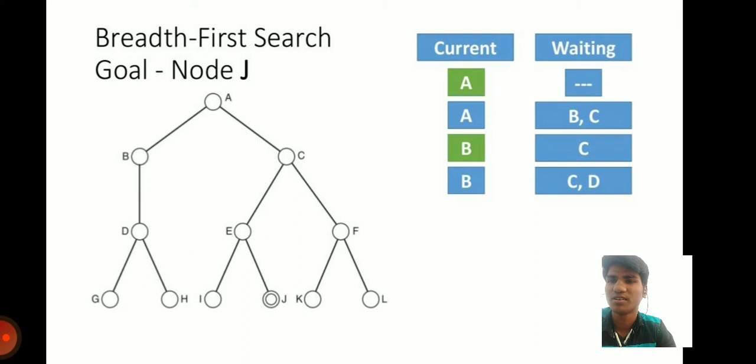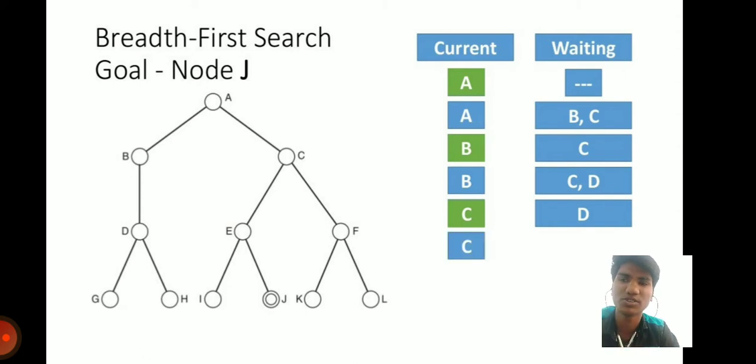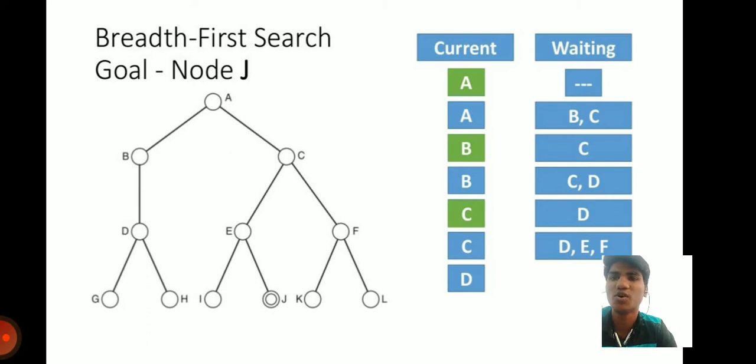First of all, I told you that breadth first search is a level by level search. So first it will go to B and then it will go to C. So C state will be confirmed, and then after C there will be 3 nodes, D, E, F. They will go in waiting state. Then there is no goal node, so it will go to D, and then D, E, F.